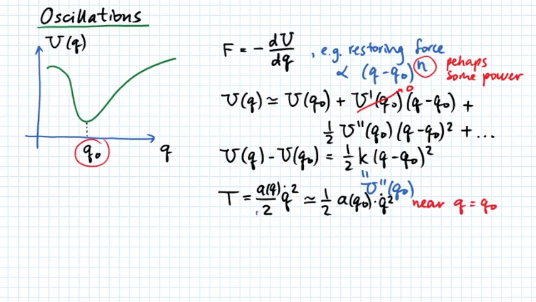This allowing of the coefficient in front of Q dot squared to depend on Q is the most general form of kinetic energy. Now, if Q is a Cartesian coordinate, we know that this coefficient A of Q is simply mass.